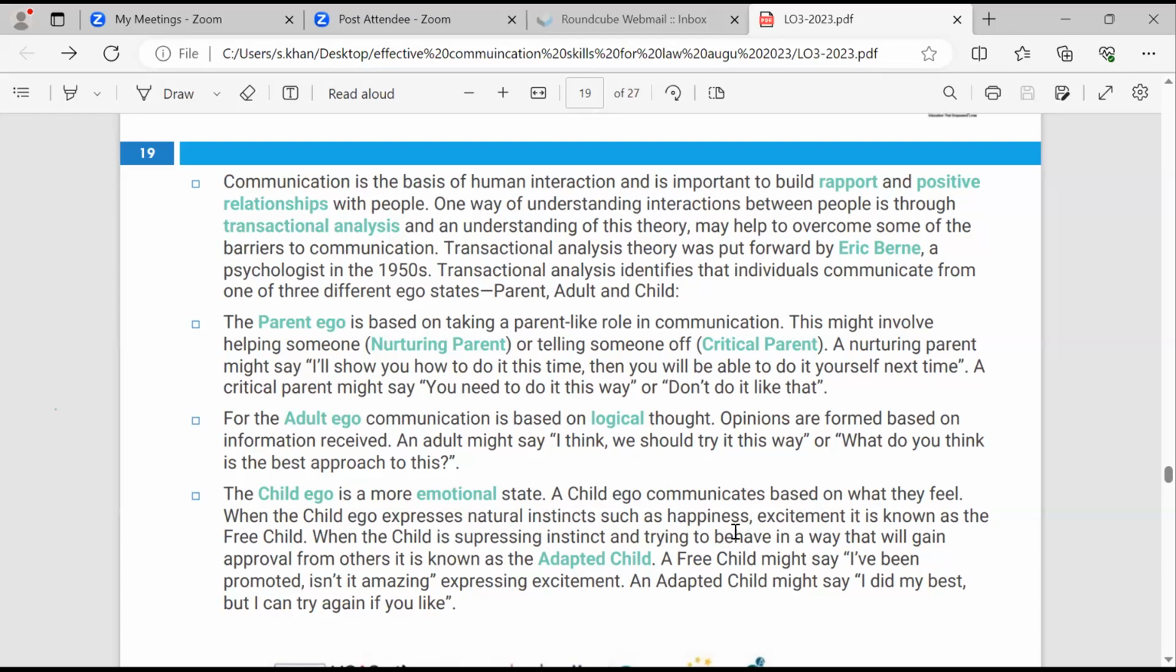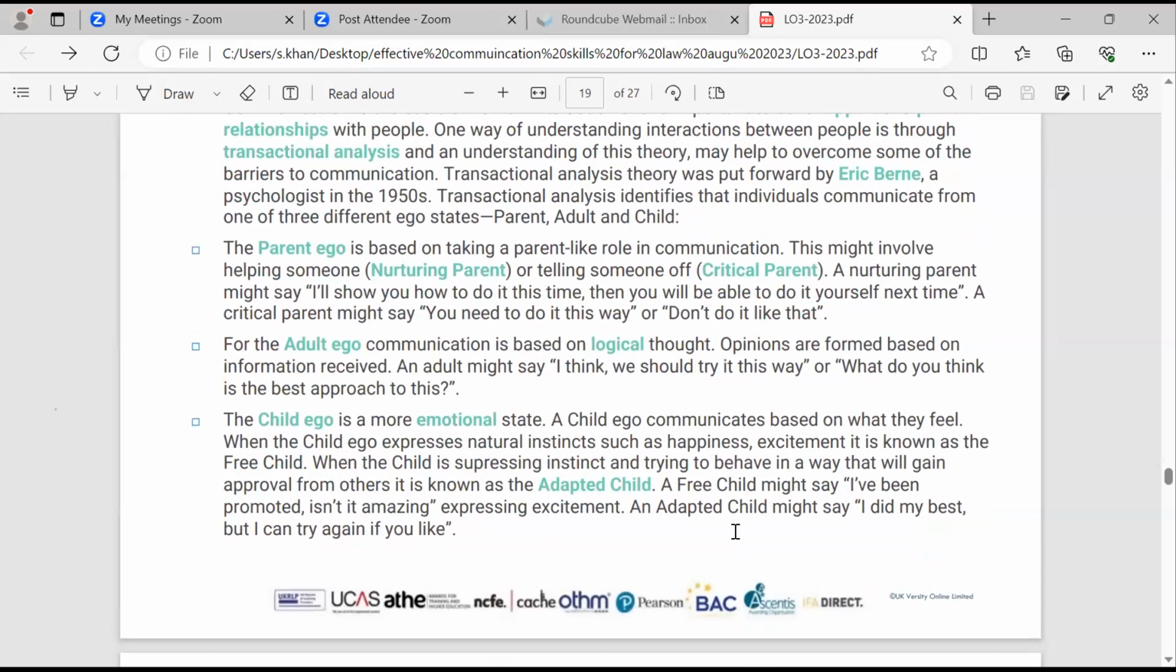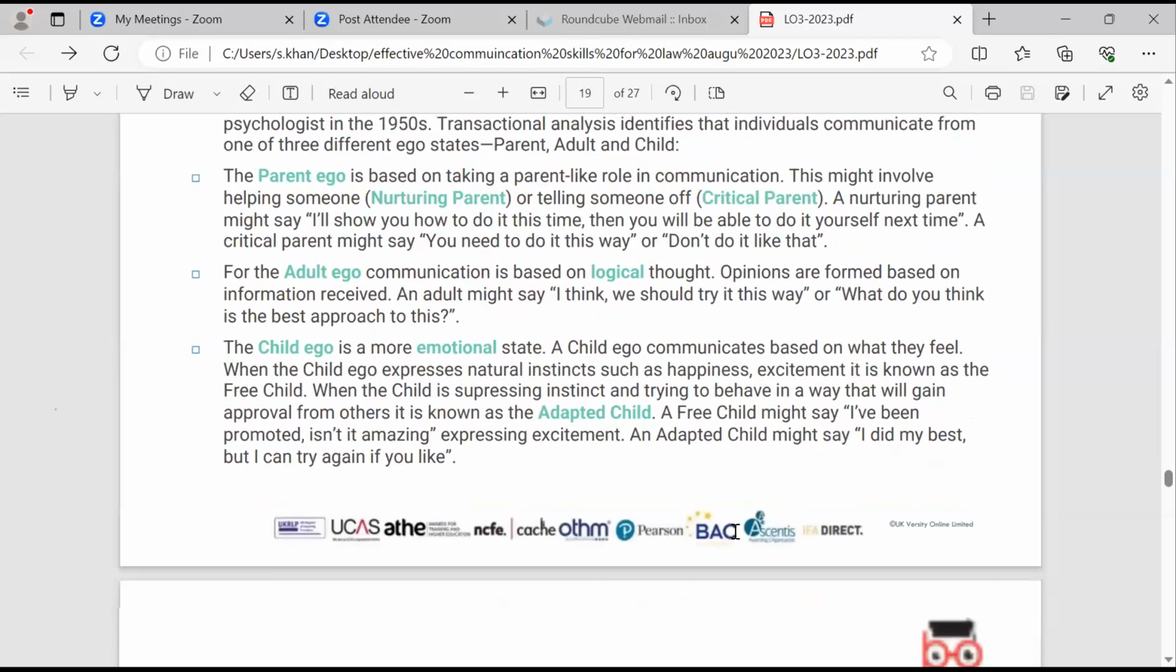A child ego communicates based on what they feel. When the child ego expresses natural instincts such as happiness or excitement, it is known as free child. When the child is suppressing instinct and trying to behave in a way that will gain approval from others, it's known as adapted child. A free child might say, I've been promoted, isn't it amazing? Expressing excitement. And an adapted child might say, I did my best, but I can try again if you like.